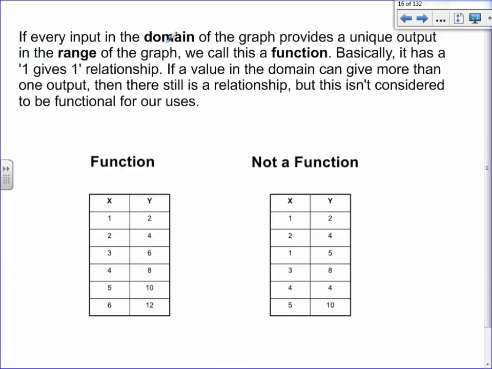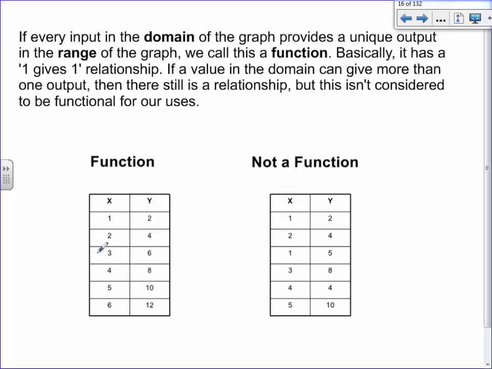If you have inputs in a domain, I'm going to use that terminology. Your input is your domain, that's your X value. Your range is your Y values. Based on the information we have, we may not actually use every single number possible. But if it has what's called a one-to-one relationship, it's considered a function.